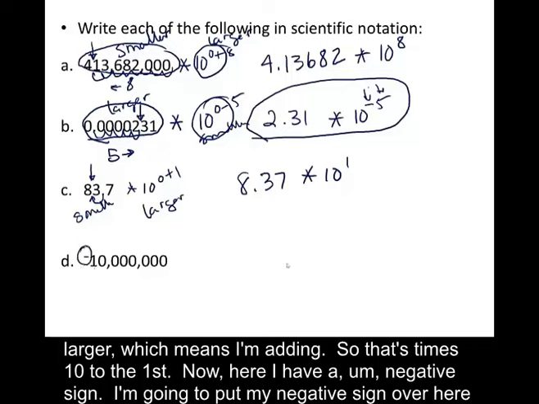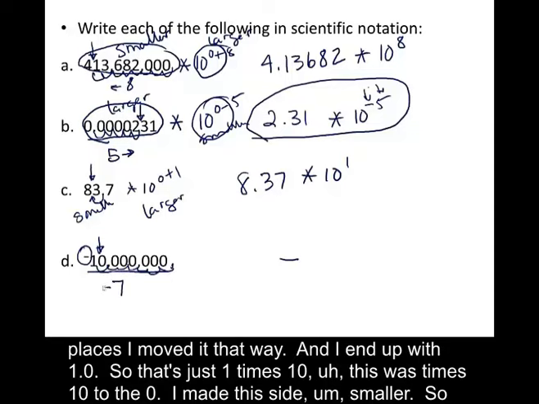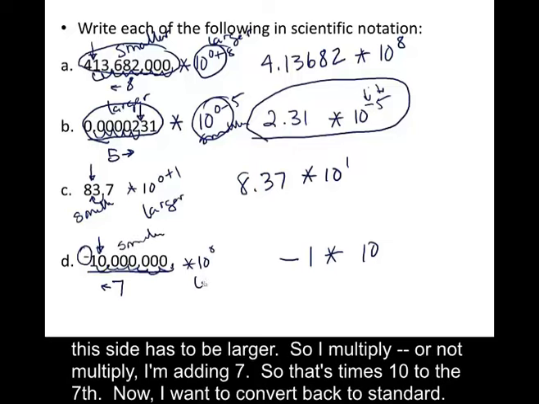Now here I have a negative sign. I'm going to put my negative sign over here in front of the answer, and then work with this as if it was positive. The decimal point's hiding here. I need to get it there, so I'm going to have 7 places I moved it that way, and I end up with 1.0, so that's just 1 times 10. This was times 10 to the 0. I made this side smaller, so this side has to be larger, so I'm adding 7, so that's times 10 to the 7th.